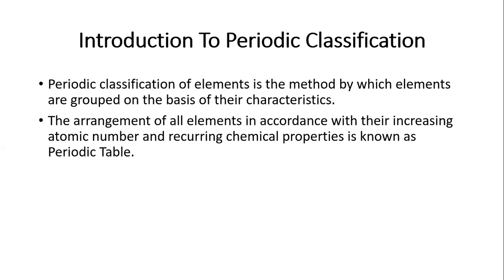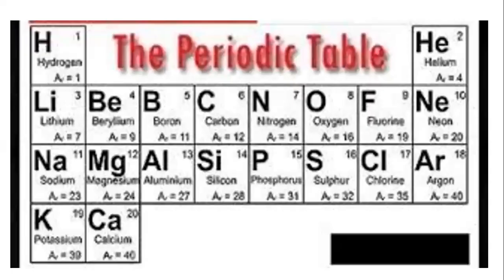We've already seen what is atomic number. We've seen the mass number. So basically, this periodic classification is the arrangement of all the elements in the table in accordance with the increasing atomic number. This means starting from the small one to the large one, and their recurring chemical properties, simply known as a periodic table. So this arrangement is what we call the periodic table.